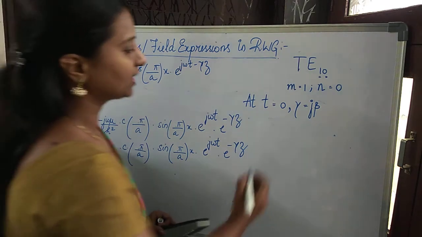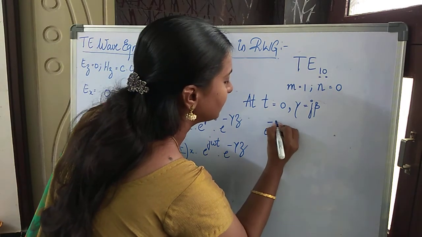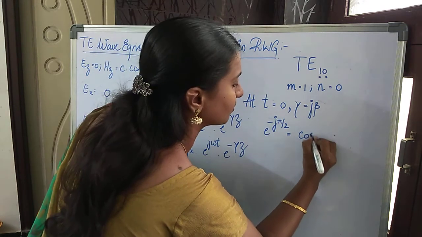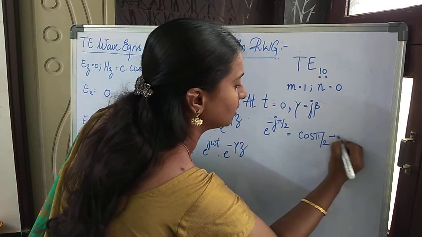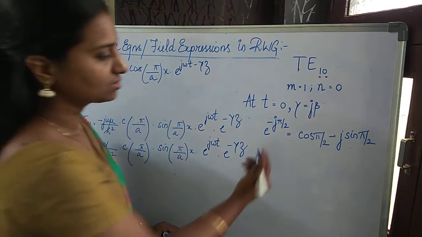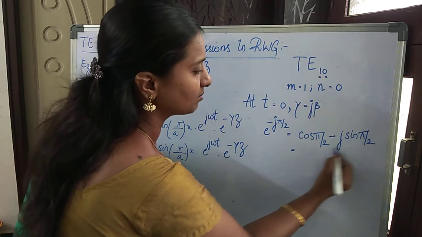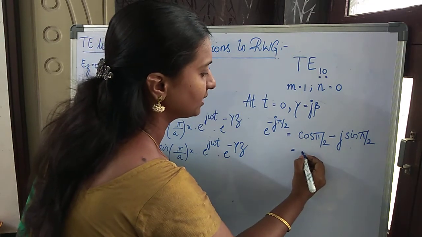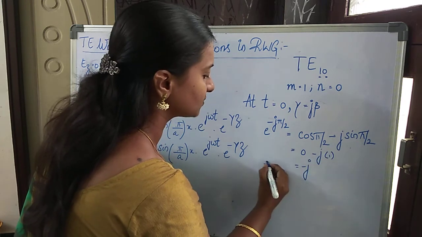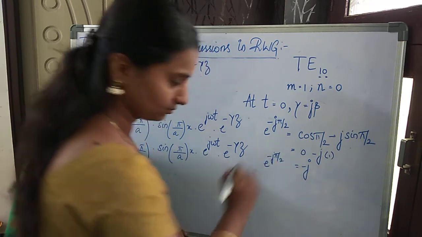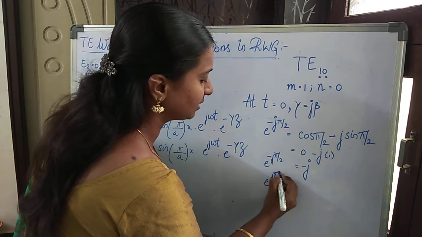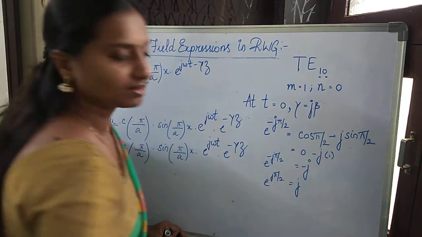And I also know that e power minus j pi by 2 can be written as cos pi by 2 minus j sin pi by 2. What is cos pi by 2? 0. And minus j sin pi by 2, sin pi by 2 is 1. So I can simply write it as minus j. So e power minus j pi by 2 is minus j. Same way e power plus j pi by 2 can be written as plus j. Okay.